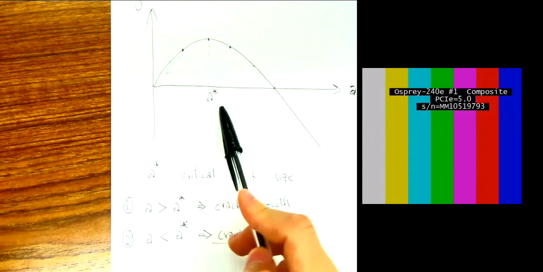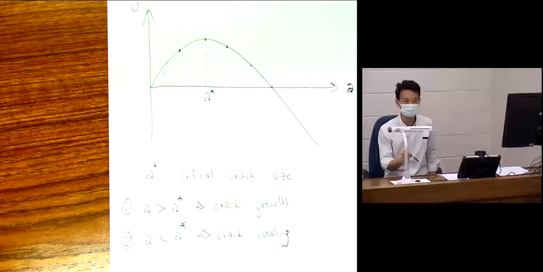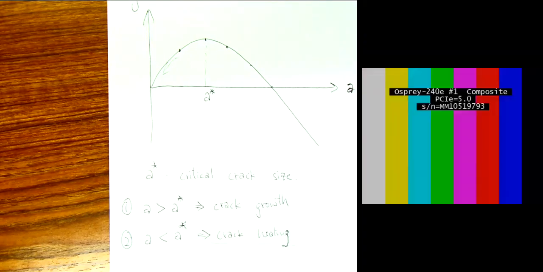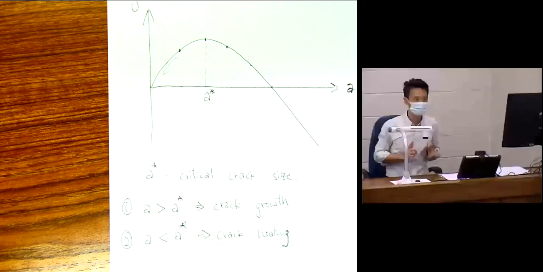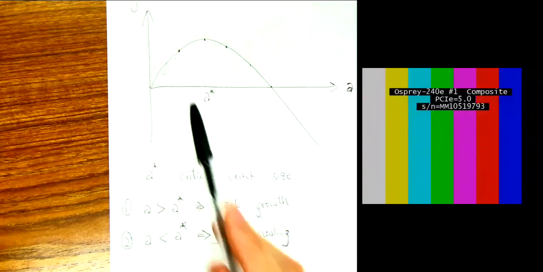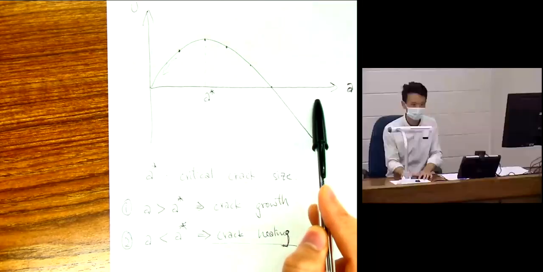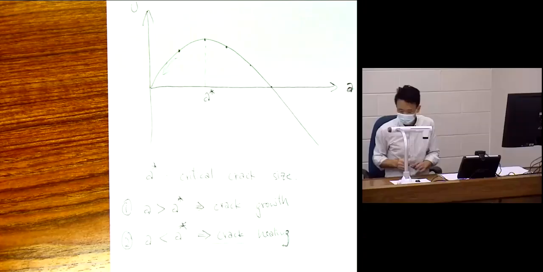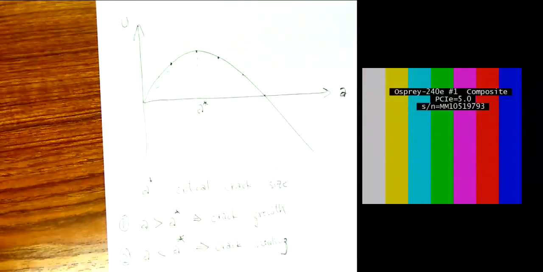How do we calculate this critical crack size? Because this is important. If I have a material and I know the critical crack size, I have some idea how to design my materials. I want to stay below the critical crack size. At least I'm not going to get crack healing, and at least I'm not going to increase the crack length or have crack growth, right? So how do we calculate A star?